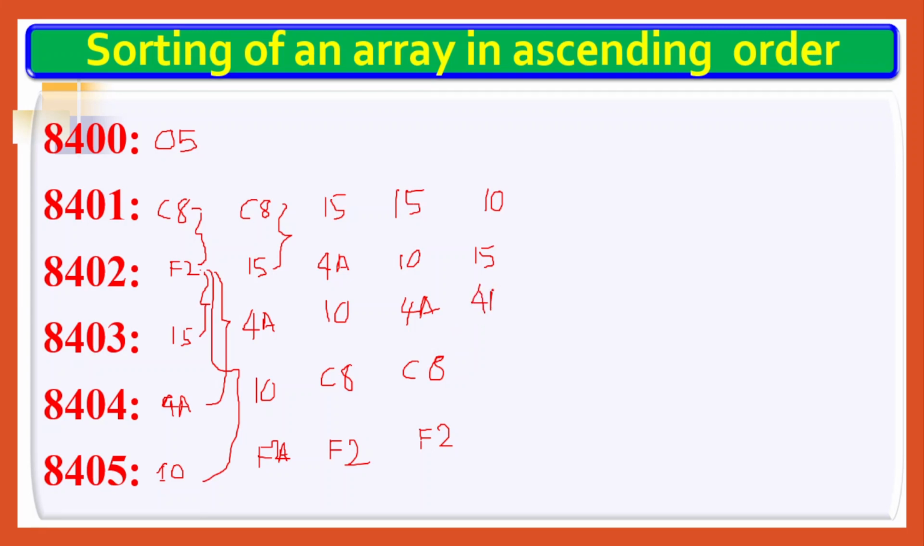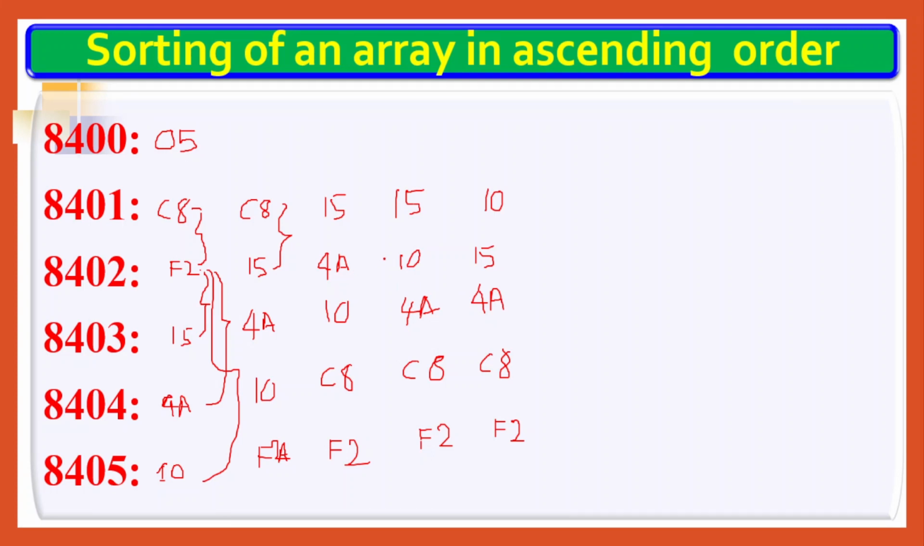It will be written as 4A, C8, then F2. So this is the ascending order of the given numbers.